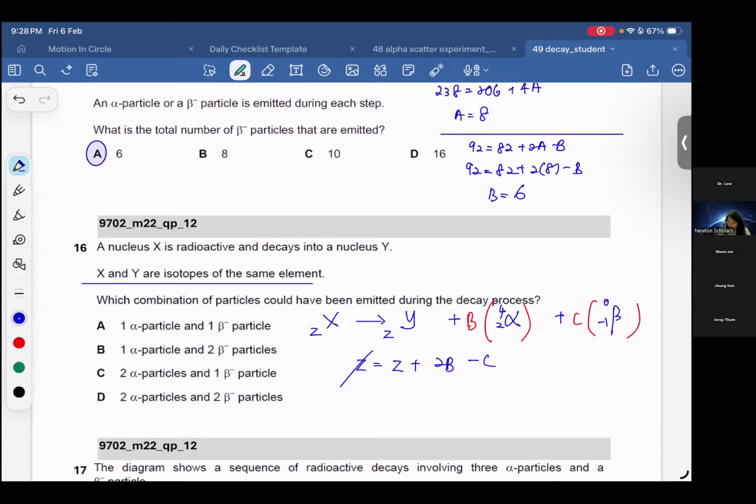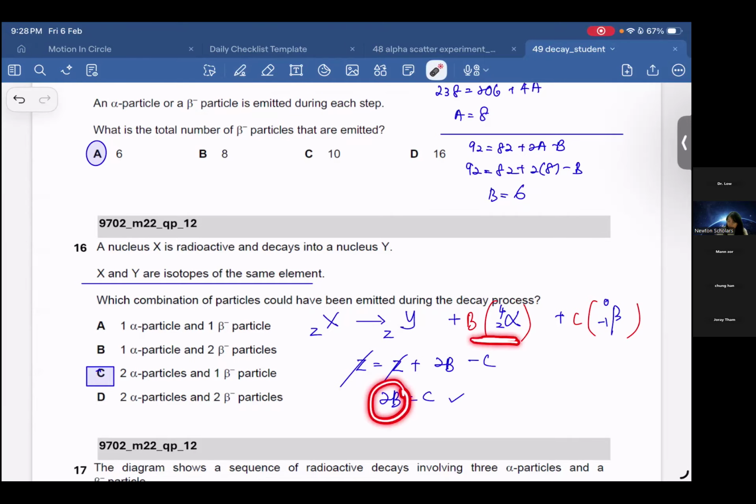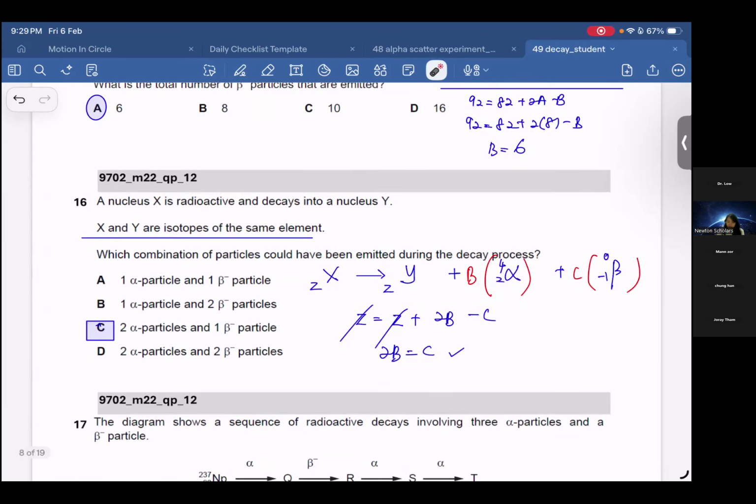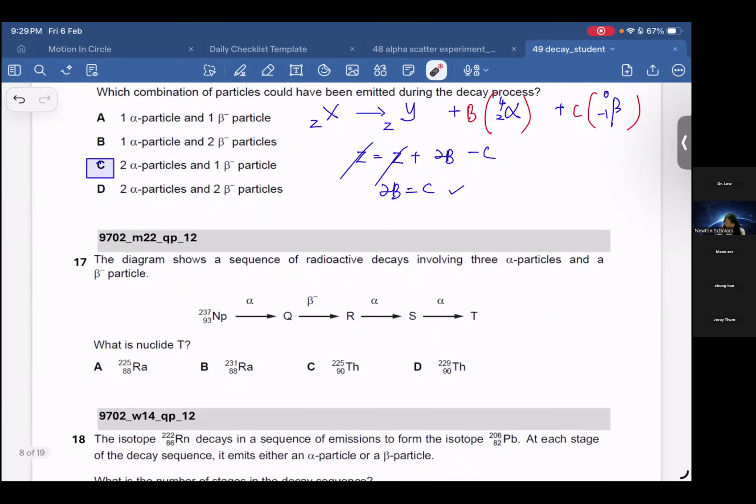So at here Z and Z cancel, so 2B equals to C. Okay, so you look at here which combination can fulfill this. So 2B equals to 1C. So 2 alpha, 1 beta minus. Answer should be C. Manjo C. Okay, here 2 alpha, then 1 beta. Okay, question number 17.